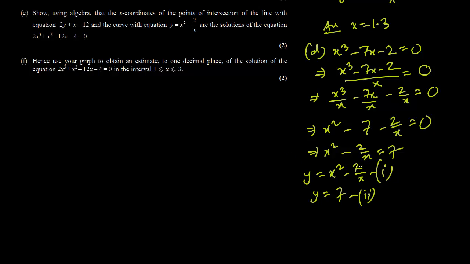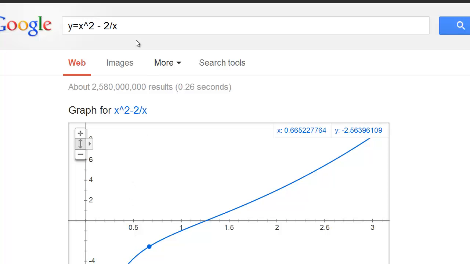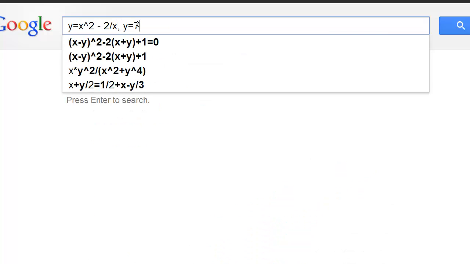So y equals x squared minus 2 by x. This is what it's going to intersect. It's always going to be an intersection with the original sketch. So y equals 7. So let's sketch it over here. Let's plot it over here. So y equals 7.